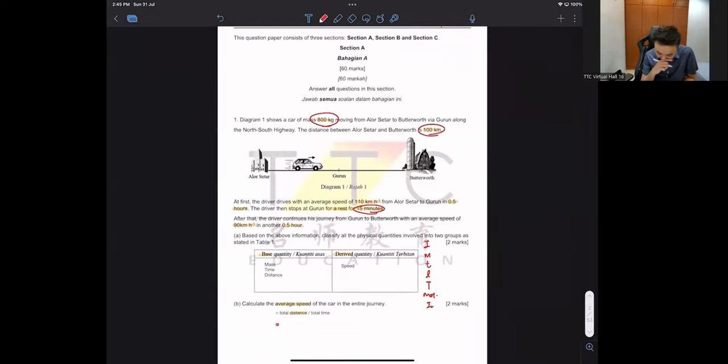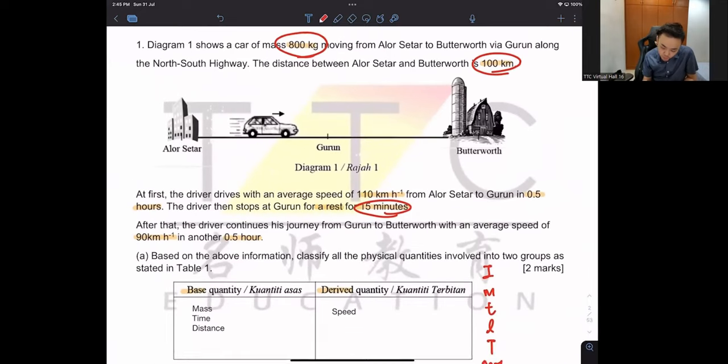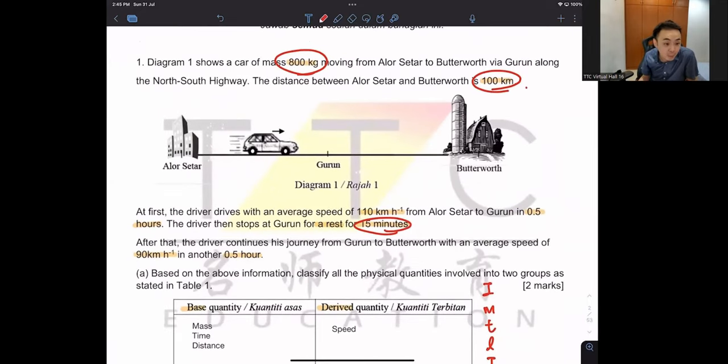Let's see what you have. The distance between Alor Setar to Butterworth is 100 km. And then what's the time taken?